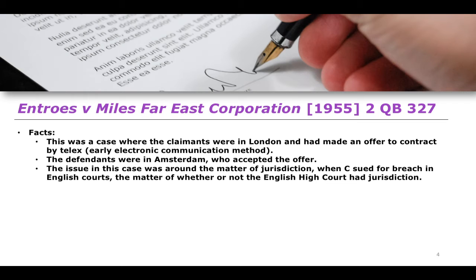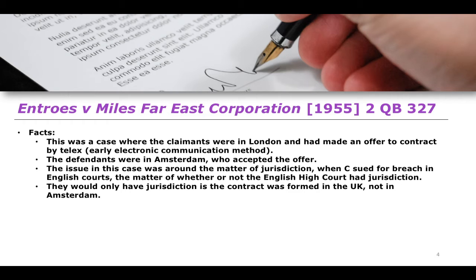Now, the issue of this case was around the question of jurisdiction, because when the claimant sued for the breach of contract in the English court, the matter of whether or not the English High Court had jurisdiction was the question for this case. Now, they would only have jurisdiction if the contract was formed in the United Kingdom, okay? And not if it was formed in Amsterdam. So what do we really have here?